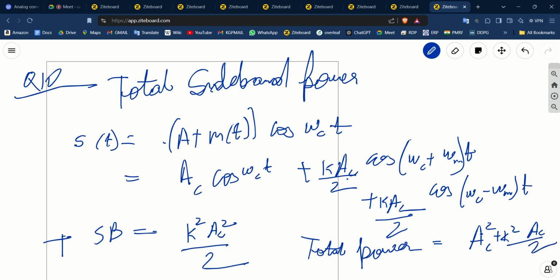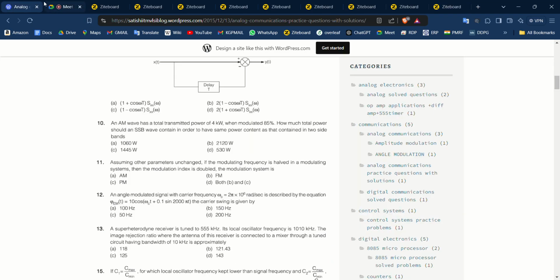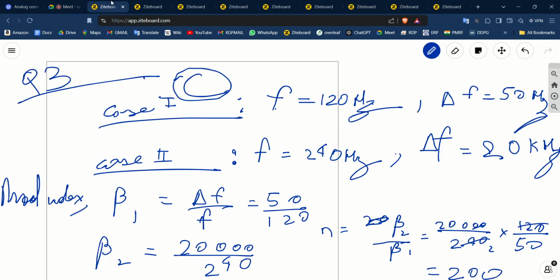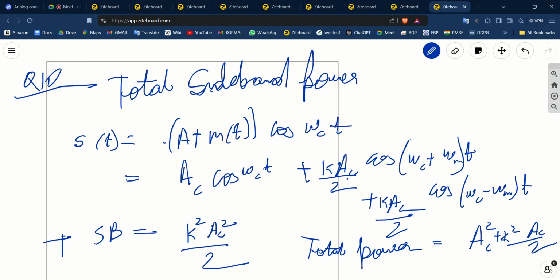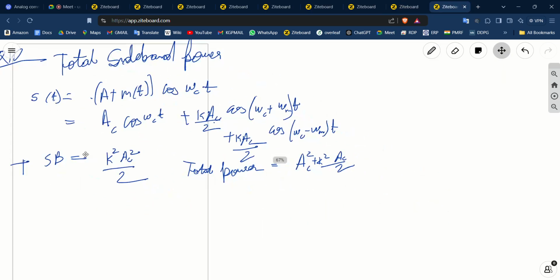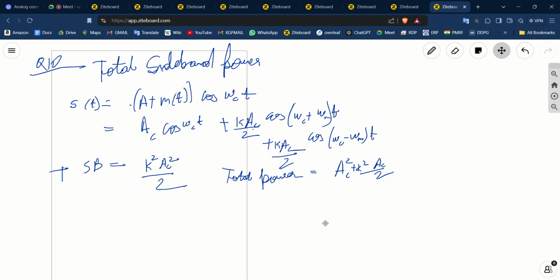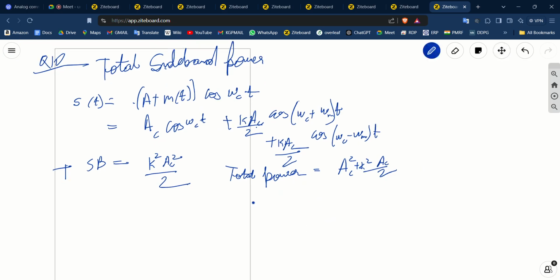Now what is given is the total transmitted power is 4 kilowatt. So this total power, AC square plus K square AC square by 2, is 4 kilowatt. So 4 kilowatt is equal to AC square into 1 plus K square by 2.